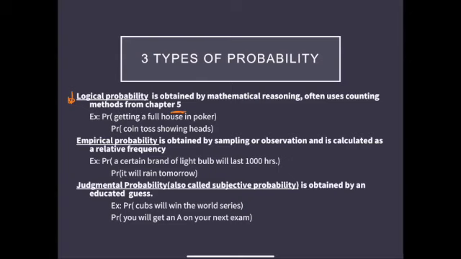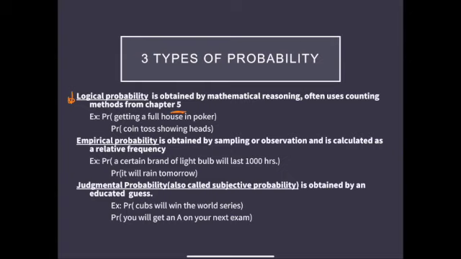Empirical probability is obtained by sampling or observations, right? It's calculated as a relative frequency. So, a certain brand of light bulb will last 1,000 hours. What we need to do is watch this brand of light bulb and see how often it lasted 1,000 hours. The probability it will rain tomorrow, maybe we would have to observe how many days it rained throughout the year, okay?